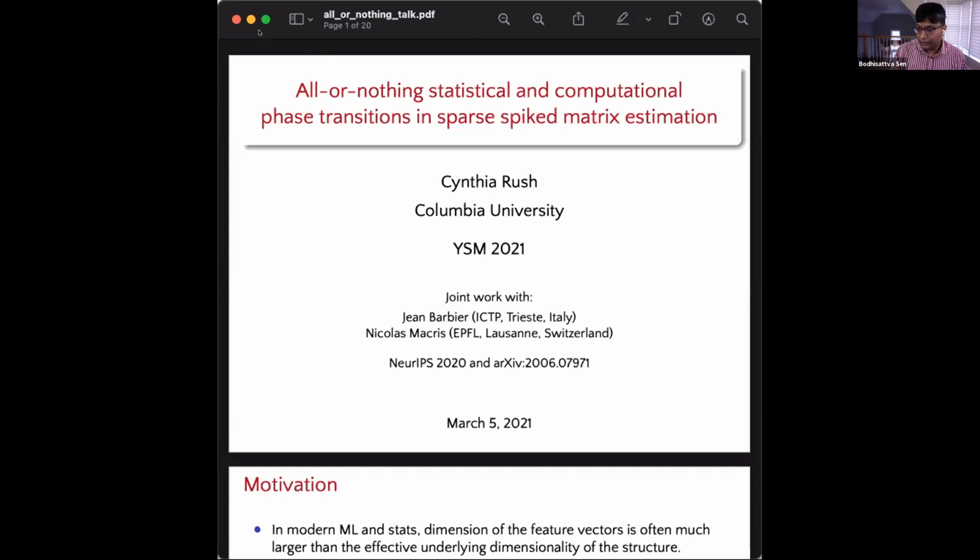So let's wait for a few seconds to see if there are any more questions. So Shagnik has a question, and he asks what happens beyond these regimes of sparsity. Yeah, so this is another place where I don't totally have a complete picture, but we have some ideas.